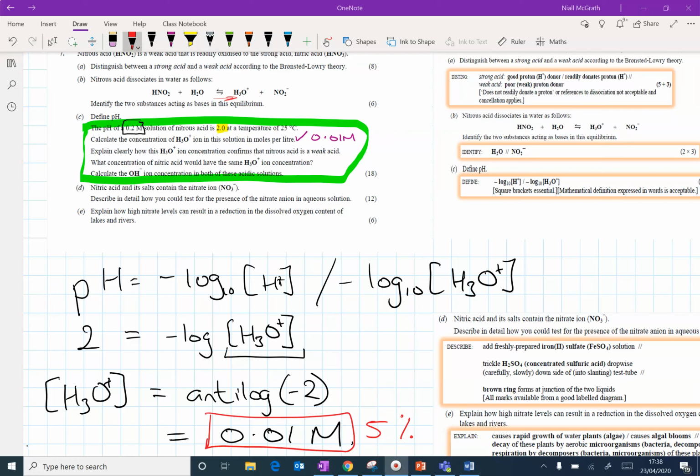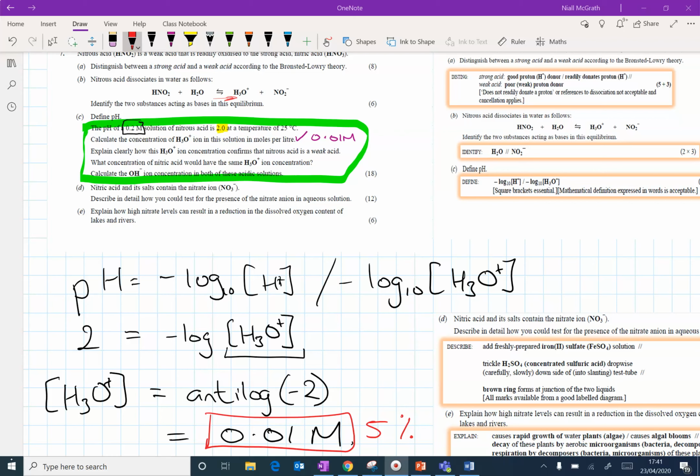If we went as far as to calculate the acid dissociation constant, it comes out to be 5 by 10 to the minus 4, which is also consistent with a weak acid. I wouldn't really be expecting you to know that. It might not be the first thing you think of in an exam, but definitely the first two you should know.